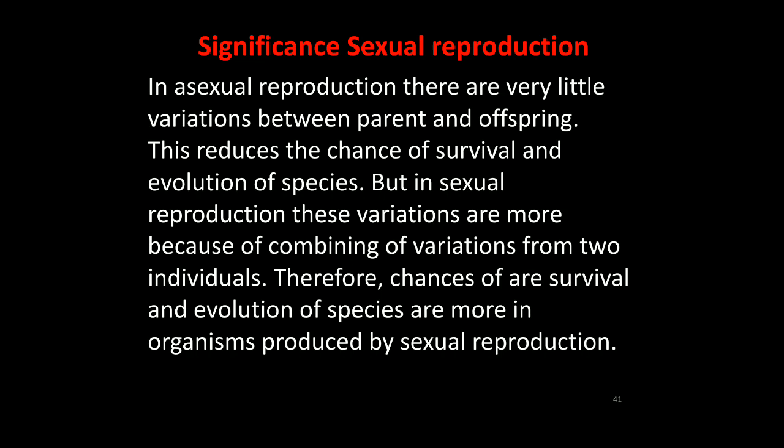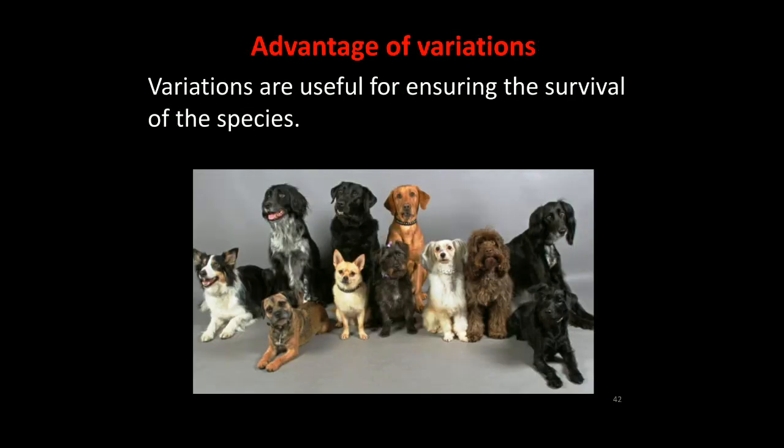In asexual reproduction there are very little variations, not many differences. There is a high chance of the organism being just like the parent. But here it will be different from the parent, because we are carrying the characteristics of both individuals, so it becomes different. This reduces the chance of survival and evolution of species. But in sexual reproduction, these variations are more because of combining of variations. Two different variations combine and become a different variation. Therefore, chances of survival and evolution of species are more in organisms produced by sexual reproduction.